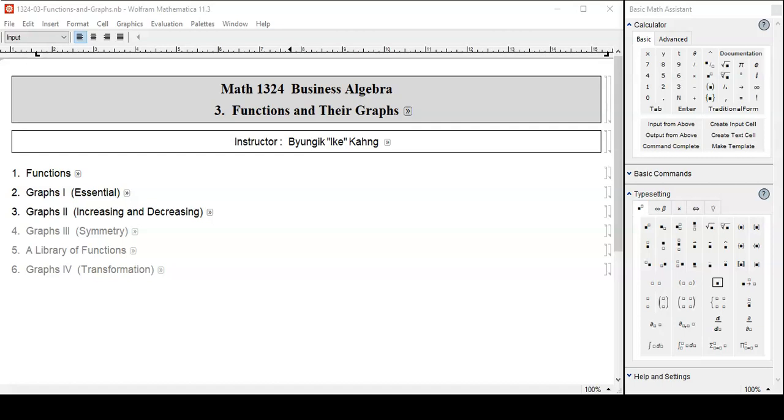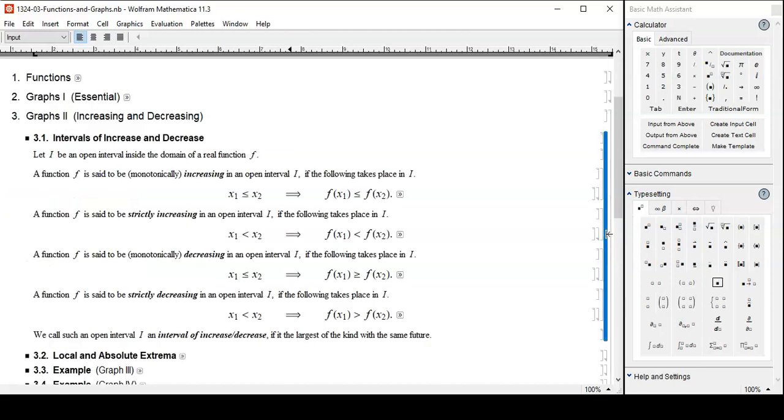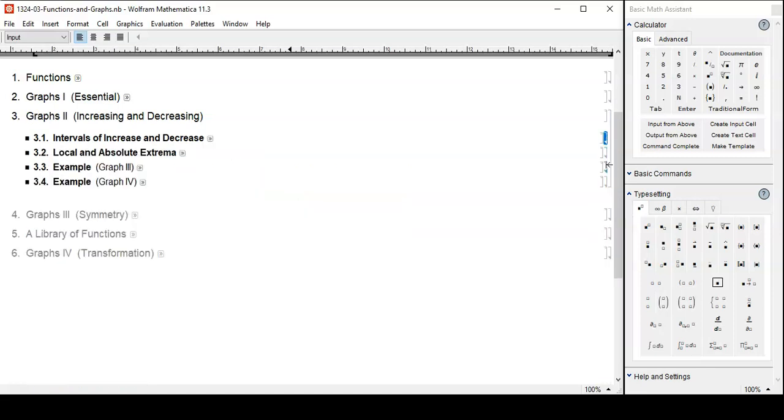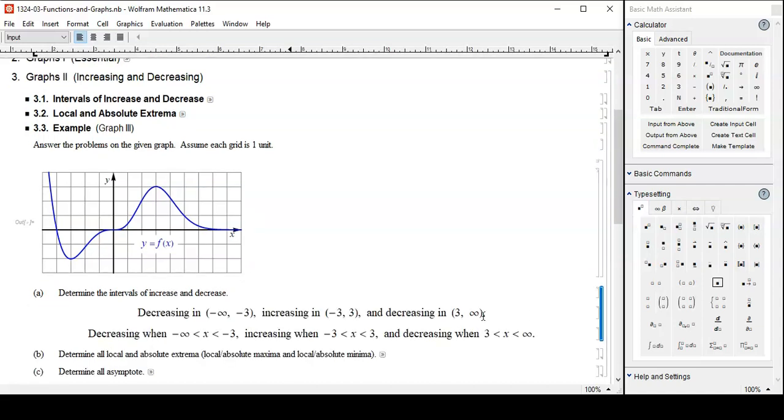Hello students, welcome back. Previously we went through the increasing decreasing nature of the graph, and then we particularly put an emphasis on expression of intervals of increase and decrease. Remember, you have to answer in terms of intervals in x coordinates.